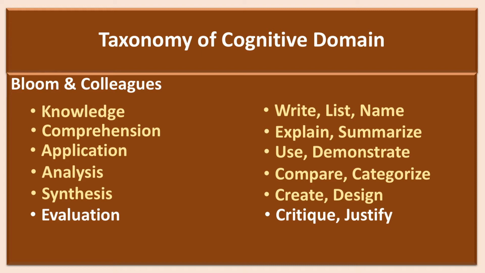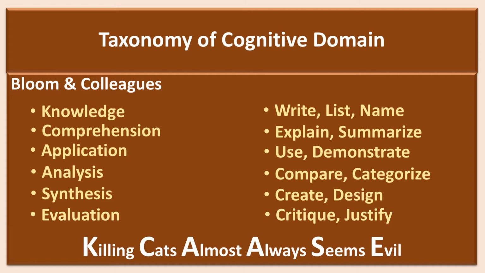Remember the elaboration technique of coding, where one takes the first letter of a list and creates a silly sentence. The sentence I created for remembering Bloom's taxonomy was, "Killing cats almost always seems evil." Once I memorized the one sentence, I could then decode the first letter of each word back into the levels of the taxonomy.